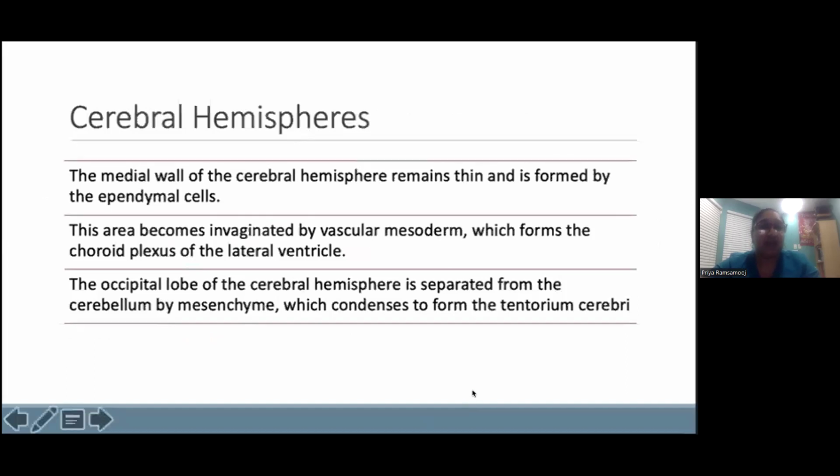Now, the medial wall of the cerebral hemisphere is going to remain thin, and it is formed by your ependymal cells. It then becomes invaginated by your vascular mesoderm to form the choroid plexus of your lateral ventricle. And then coming towards the back, you have the occipital lobe of the cerebral hemisphere, which is going to be separated from the cerebellum by mesenchyme, which condenses to form what we know as the tentorium cerebri. Meanwhile, while all of this is going on, your matrix cells lining the floor of the forebrain vesicles are still proliferating and producing your neuroblasts.